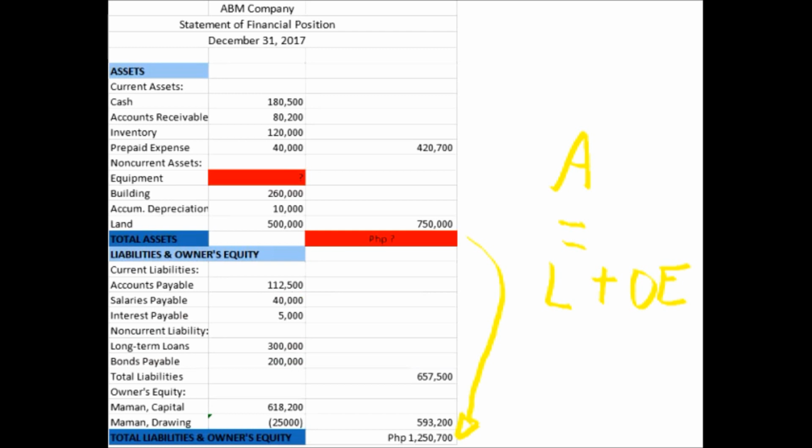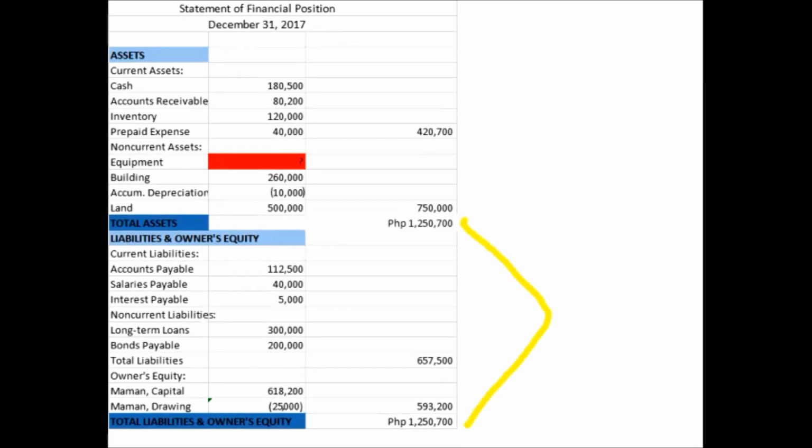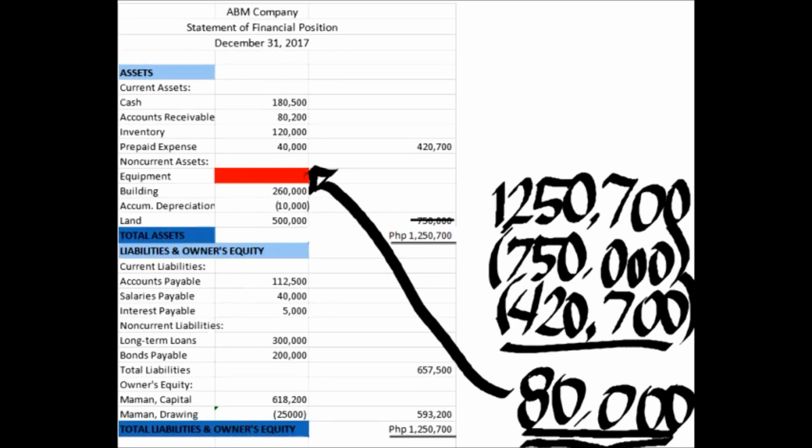Do not forget your accounting equation. This is the very heart of accounting. Assets must always be equal to the sum of liabilities and equity. Total liabilities and equity is 1,250,700, meaning our total assets must be also 1,250,700. To get the value of the equipment, we deduct the total assets excluding the equipment from the real total assets. Now we will get 80,000.